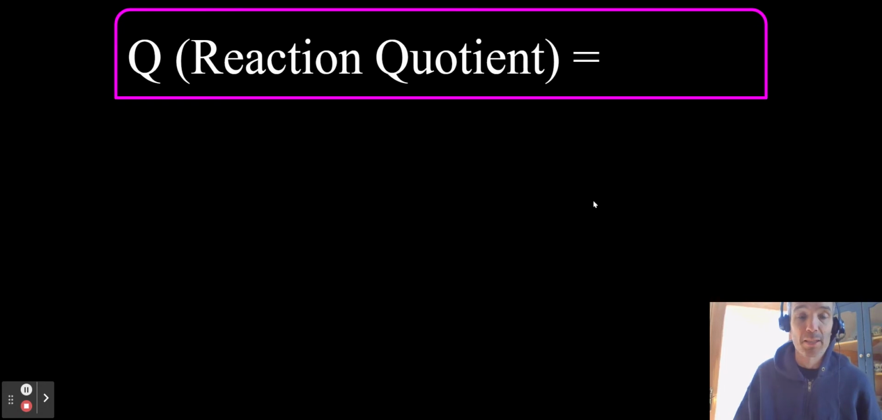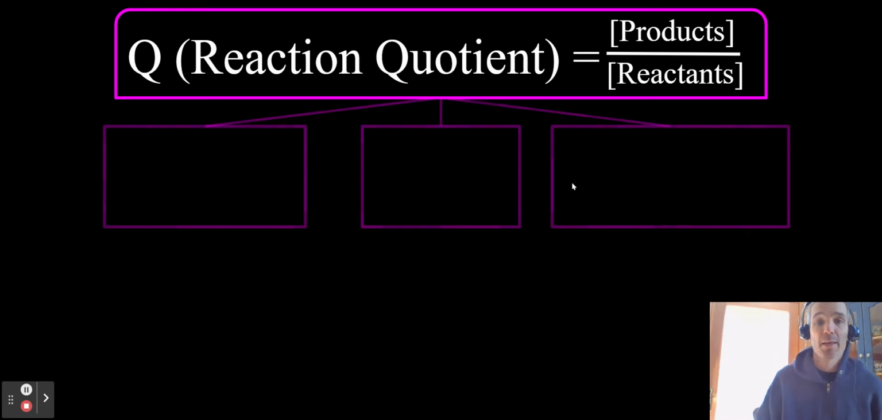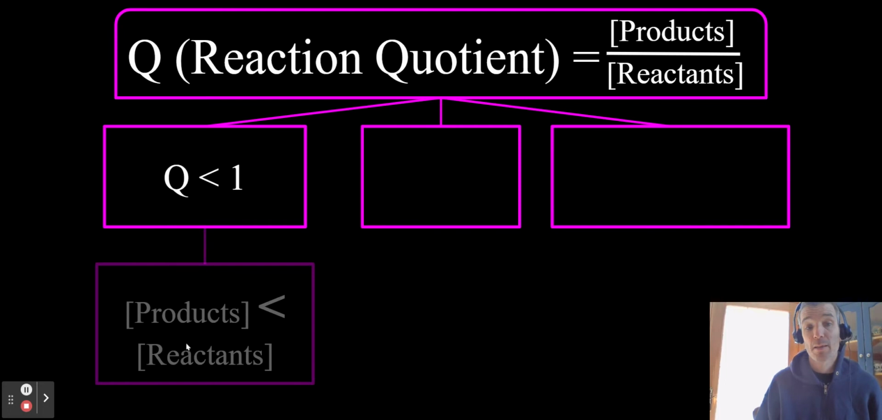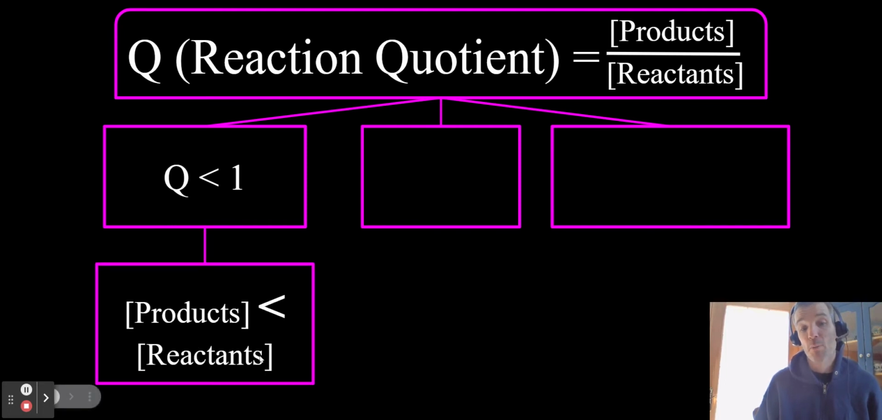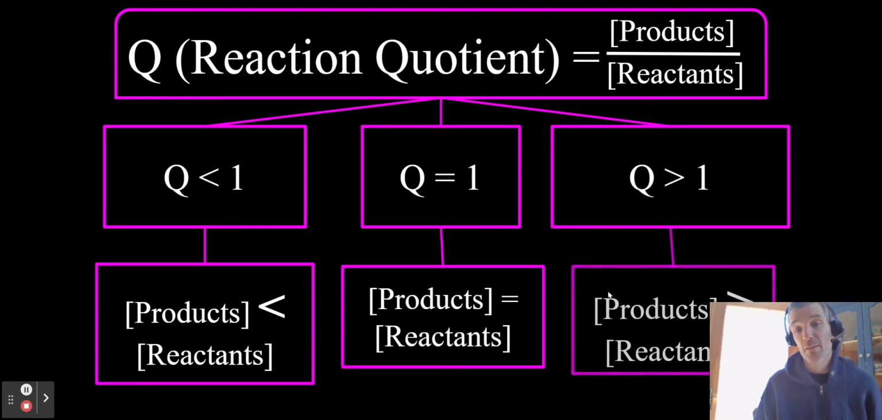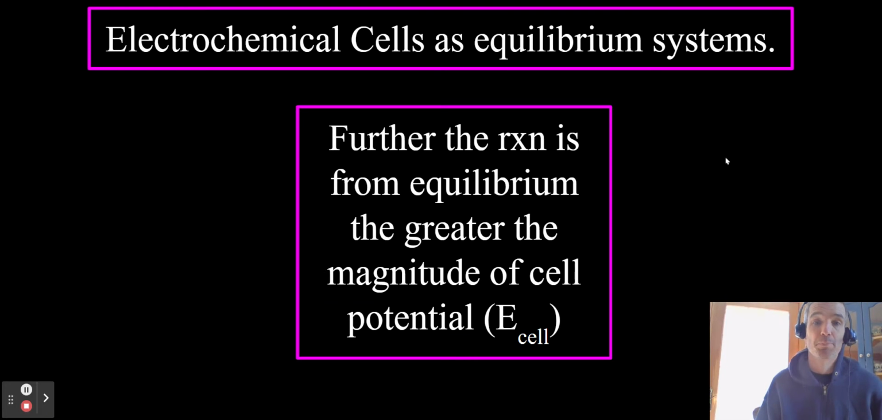Now, one thing you've got to remember is our reaction quotient is the concentration of products over reactants. And remember what it means. When Q is less than 1, it means I've got more reactants. When it's equal to 1, I've got equal amounts of each. And when it's greater than 1, I've got more products. Electrochemical cells can be seen as equilibrium systems, and therefore the relationships between Q and K allow us to predict what they're going to do.